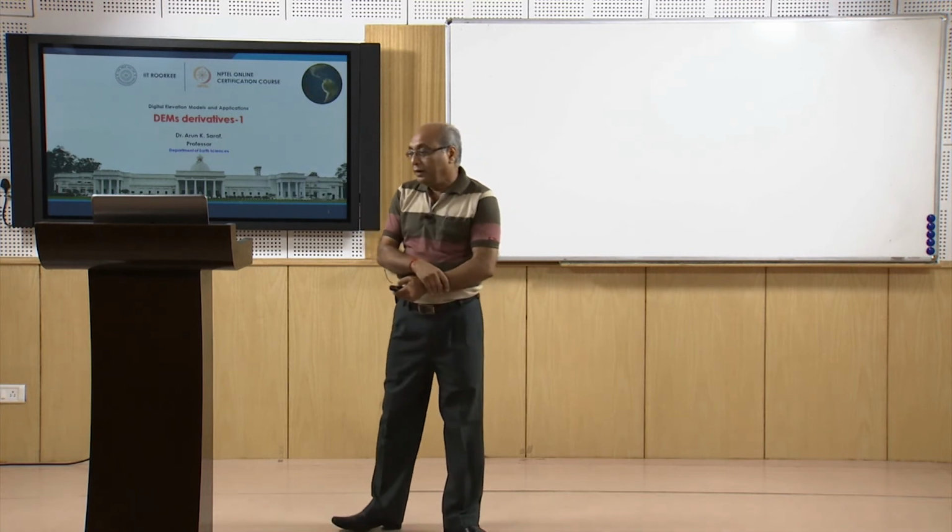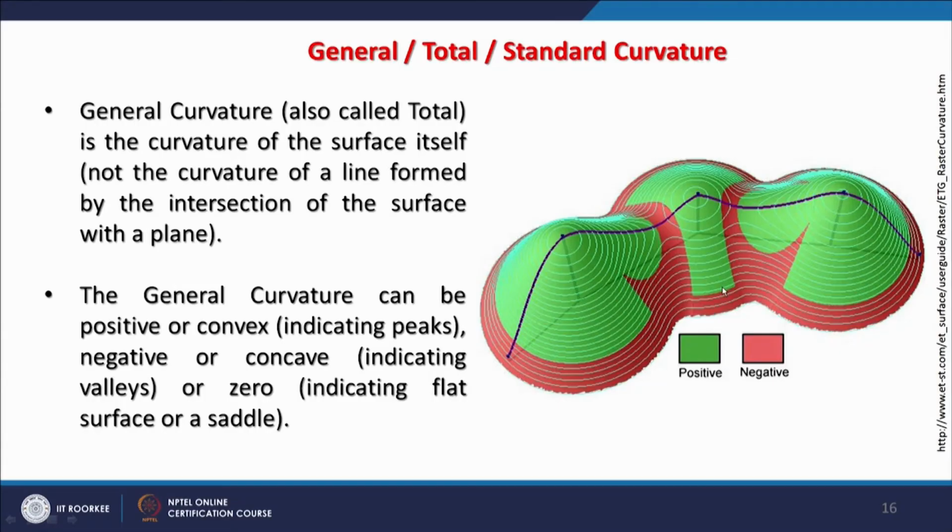So instead of a line, the complete surface is considered, like the example given here. In case of positive, the green one is shown here, and these are all the ridges, where you are seeing the total curvature. In case of negative, which is concave, sorry, what we are seeing is that if these are the ridges, then these are the valleys.